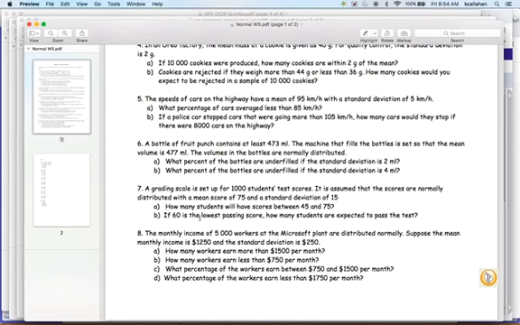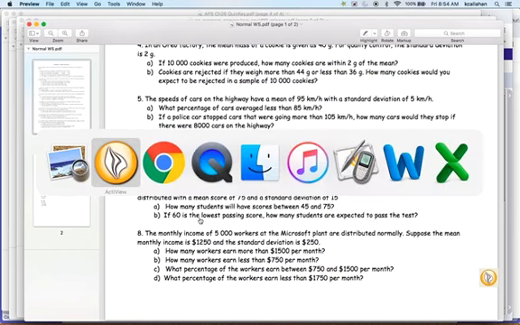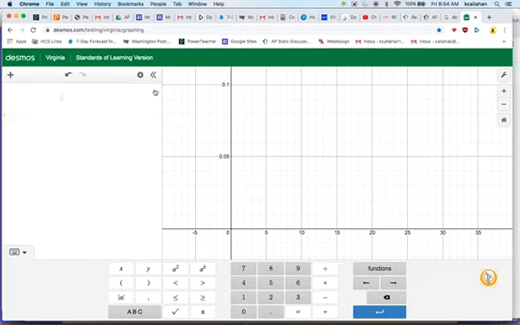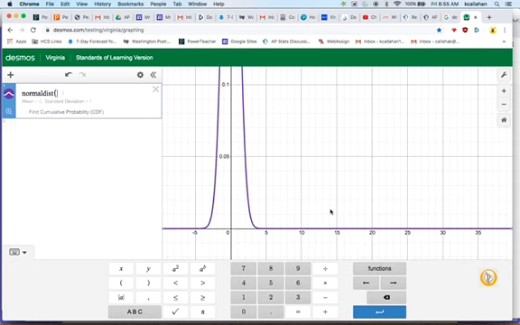How many workers earn more than 1,500 per month? Okay, just to do this differently, this is one that you can see by the numbers they use could all be done just knowing the standard percentages. But let's use Desmos instead to do this. So go to Desmos. The mean was 1250. The standard deviation was 250.